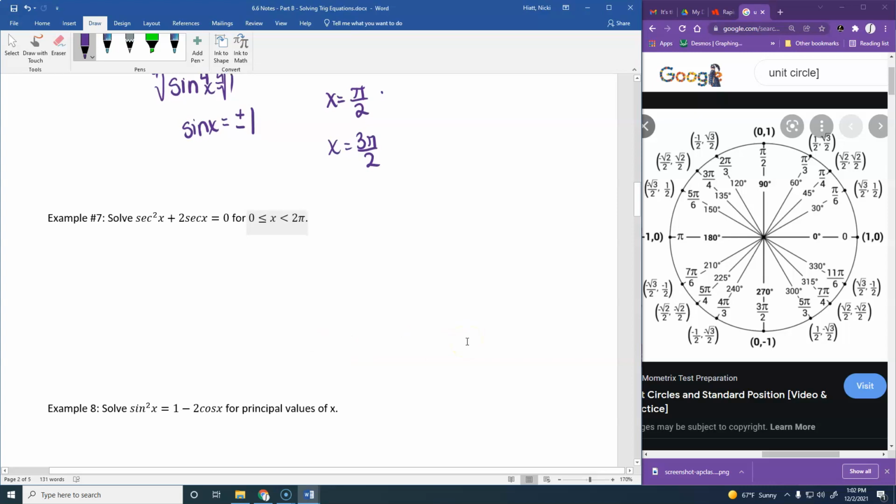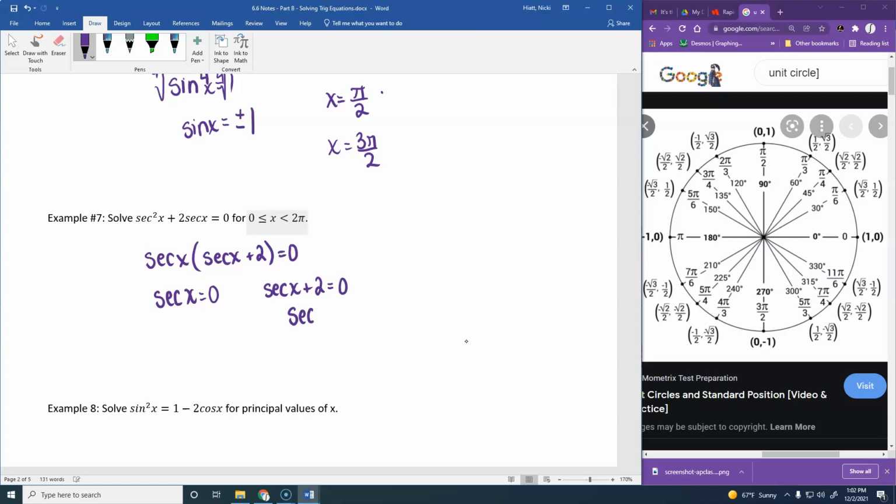Okay, 7, we got secants, which just make me feel a little disgusted when I see them, because I don't want to deal with them, right? But we have to. So it's already set equal to 0. What could we do here? Factor 1 out. So we'd have secant x times secant x plus 2 equals 0. So that means secant x would equal 0, and secant x plus 2 would equal 0, so secant x would equal negative 2.